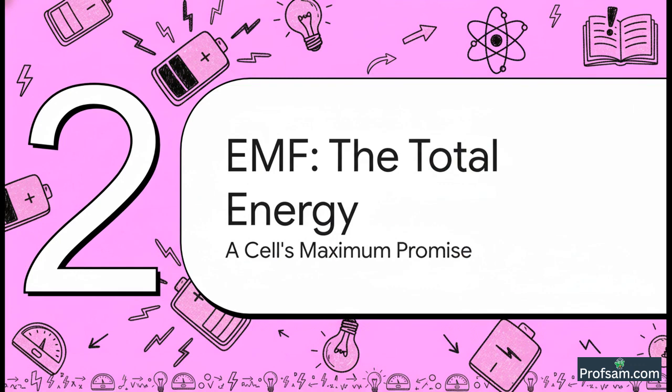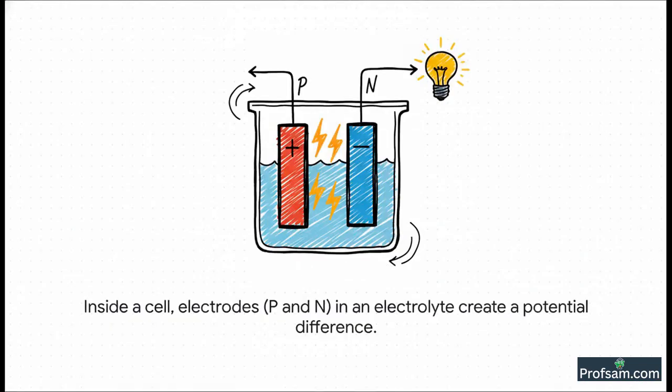Right, so let's now talk about the total, the maximum energy that a cell promises it can give. And this brings us to a term that is extremely important for your exams. If you look inside a simple cell, what do you find? You've got two terminals, a positive one and a negative one, and they're both sitting in this chemical liquid called an electrolyte. It's the chemical reaction happening inside this electrolyte that does the work of separating the charges, creating an energy difference, what we call a potential difference, between the two terminals.